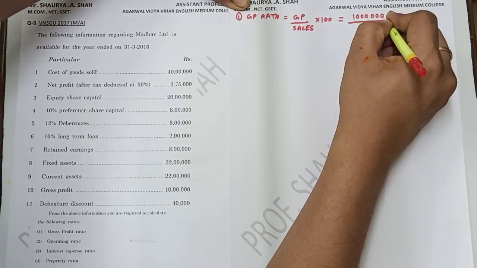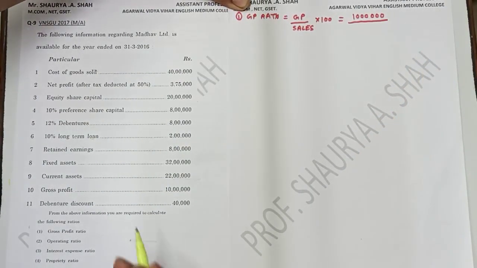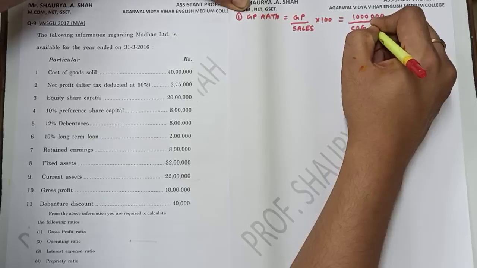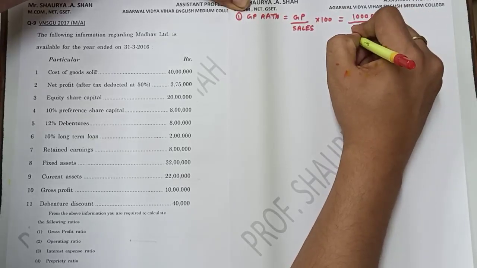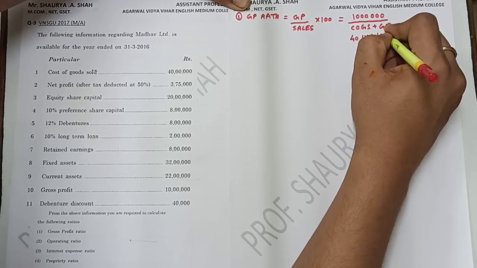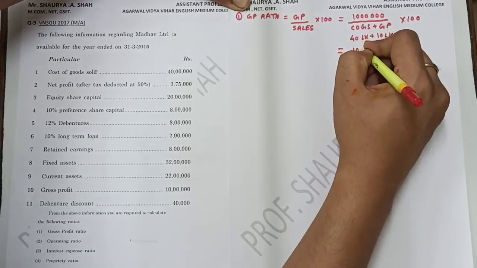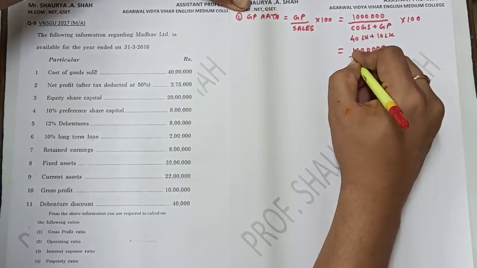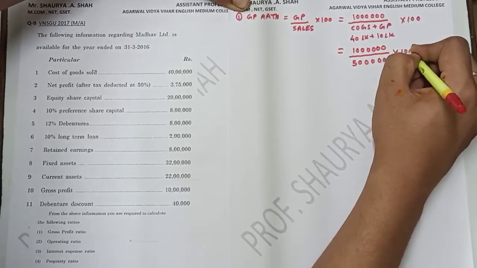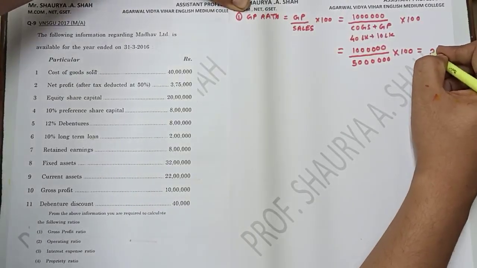Now sales is not given in the question, but from the two pieces of information, COGS and GP, you can find it out. So what I'll do is COGS plus GP, that is 40 lakh plus 10 lakh, into 100. So what you get is 10 lakh divided by 50 lakh into 100. So what is my answer for GP, students? My answer for GP will be 20%.